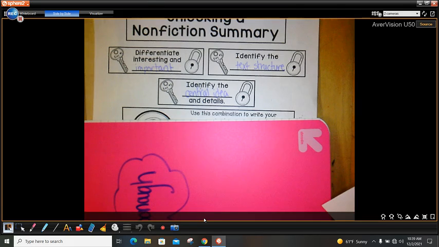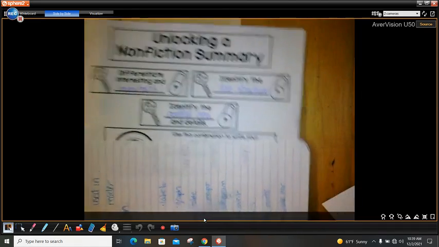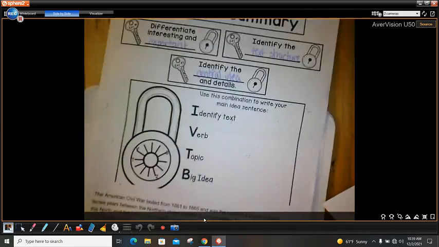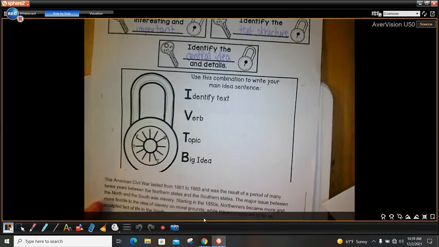Now I can tell you, when I'm reading summaries, I can usually tell from the first sentence if you understood what the text was or not. We are going to practice today, tomorrow, and as we're doing our nonfiction work, how to write nonfiction summaries using a sentence starter that's going to start us off strong. We're going to use this combination to write our main idea sentence.